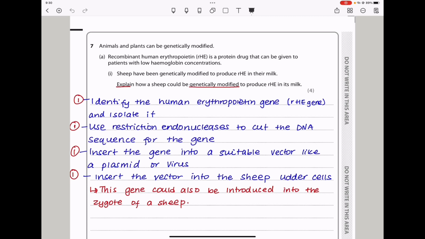Sheep have been genetically modified to produce RHE in their milk. Explain how a sheep could be genetically modified to produce RHE in its milk.